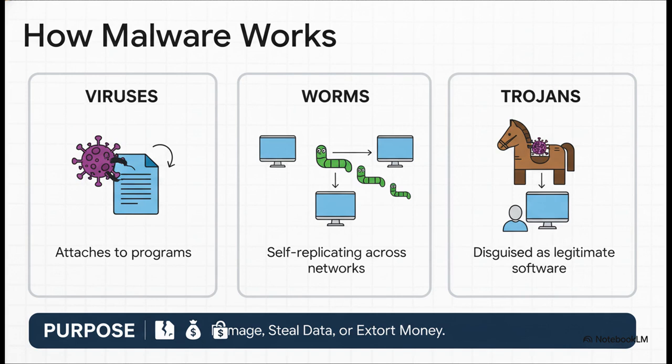You've got viruses, which act just like the real thing, latching onto clean files to spread. Then you've got worms, which are a bit cleverer. They can travel across networks all by themselves, self-replicating as they go. And then there are Trojans, which, just like that famous wooden horse, pretend to be something useful to trick you into downloading them. But whatever shape they take, the goal is always the same: cause damage, steal your stuff, or try to get money out of you.